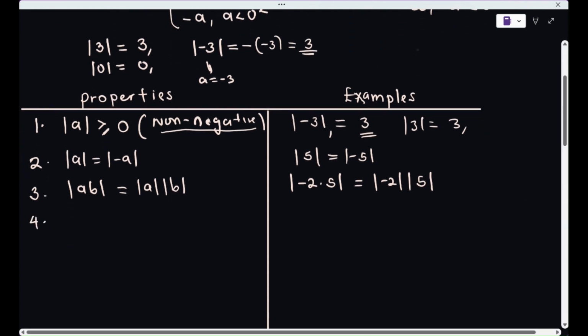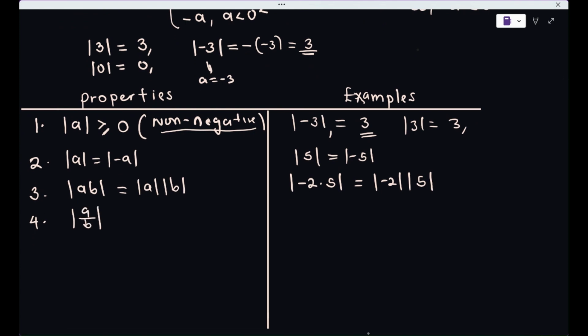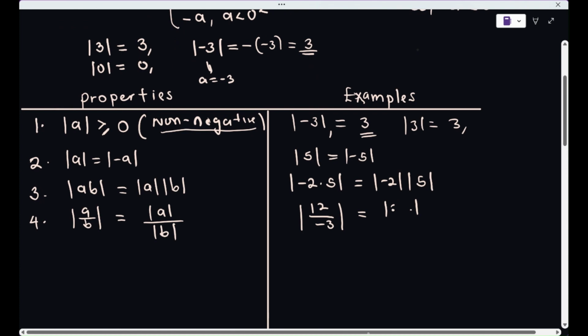Property number 4 is if you have a division, absolute value of A divided by B, you can also write it as absolute value of A divided by absolute value of B. For instance, if you have 12 over minus 3, all in absolute value, we can split this to be absolute value of 12 over absolute value of minus 3.